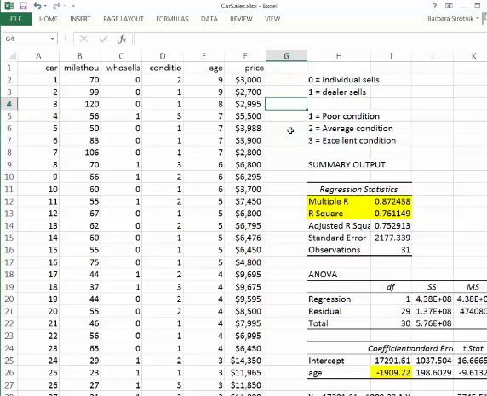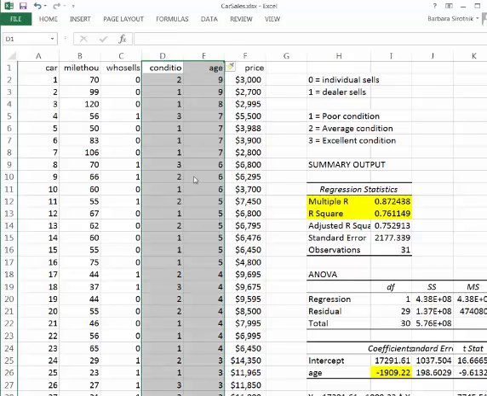Unfortunately, however, I need to do something with this before I can use condition as a variable. The reason is the 1, 2, and 3 is not a quantitative variable where I can talk about the difference between a 1 and a 2 being the same as difference between a 2 and a 3. Rather, I'm going to need to develop 2 new variables for condition, 2 new dummy variables. And let's see how I'm going to do that. The first thing I'm going to do is to insert a couple of variables.